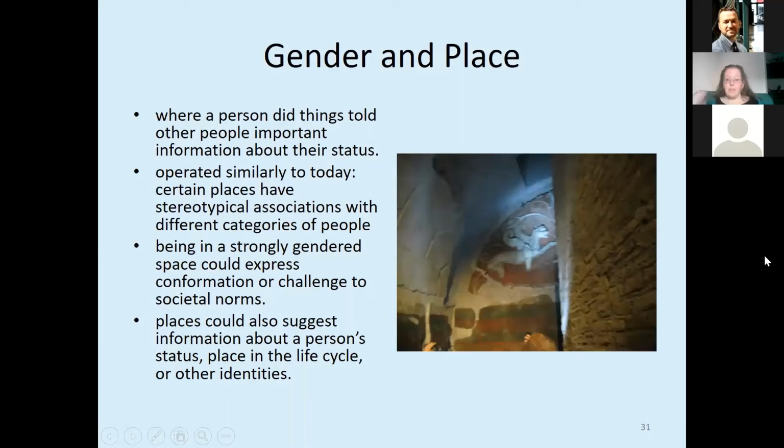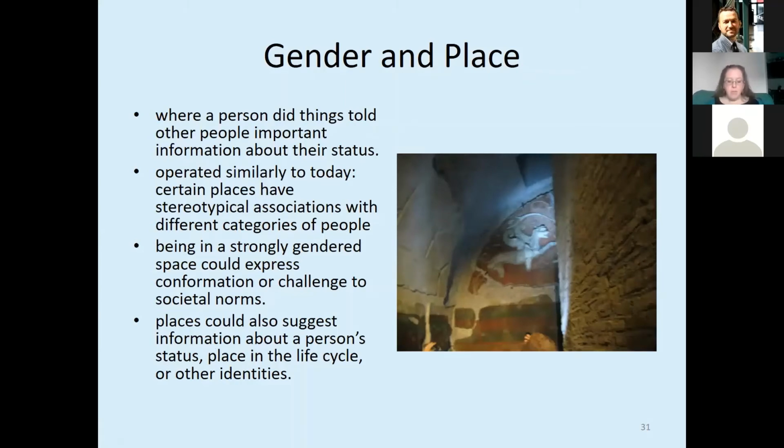Gender and place is the title of this next slide. The picture on this slide is from the Republican era House of the Griffin on the Palatine, which is, I don't know, 15 feet, maybe more underground at this point. That is the famous griffin that gives it its name.